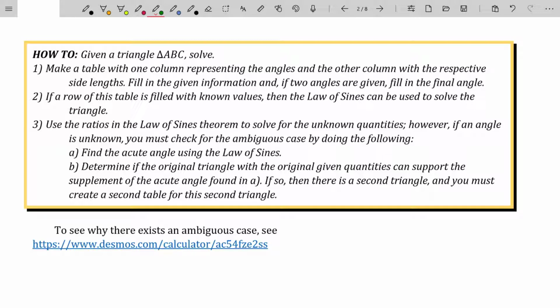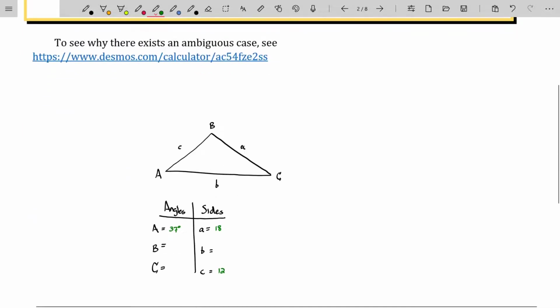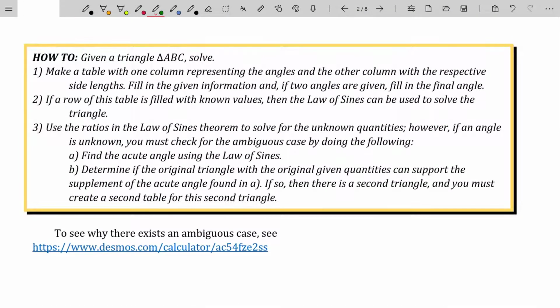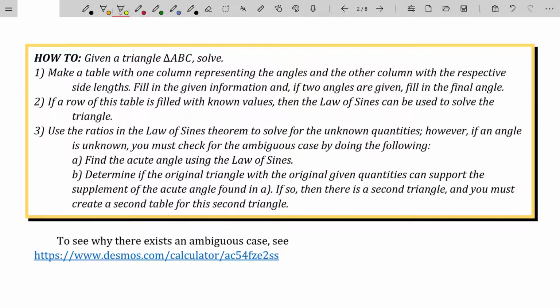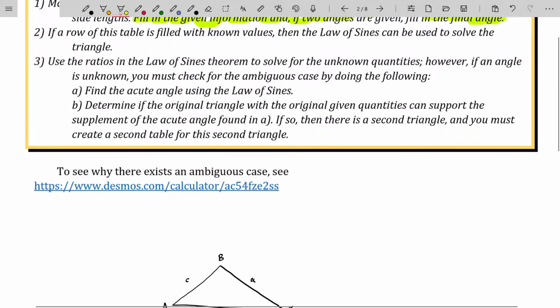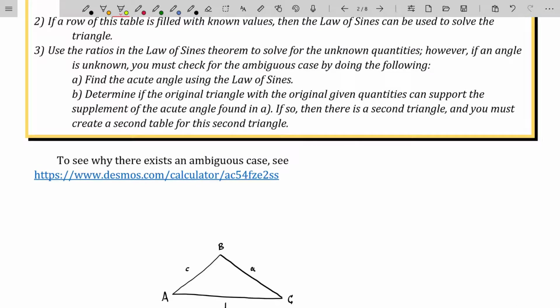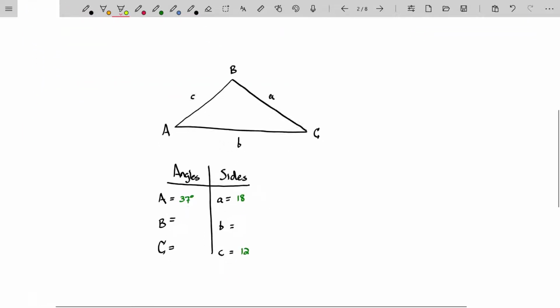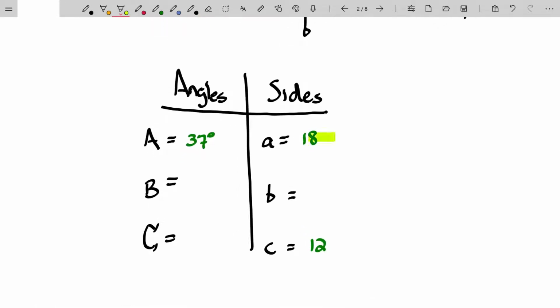I make that table, I fill it in with the given information. There we go. Now, ignore the rest of this step right here, because that will become important in a moment when I change the situation. But for right now, if a row of this table is filled with known values, then we can use the law of sines. There is a row that's filled, so I can totally use the law of sines here.